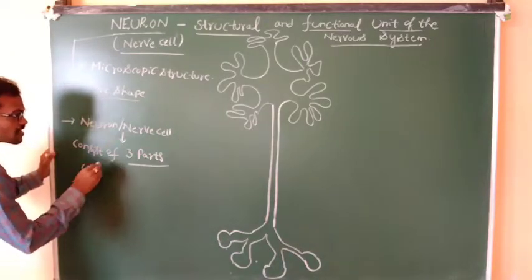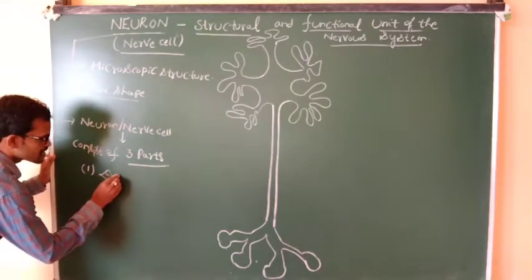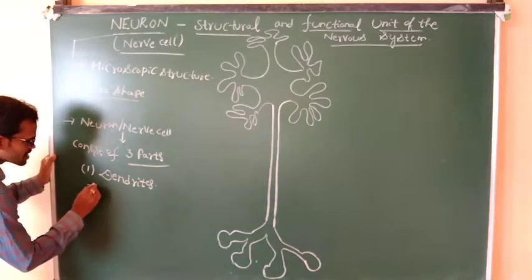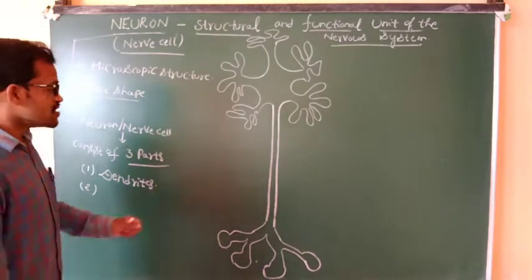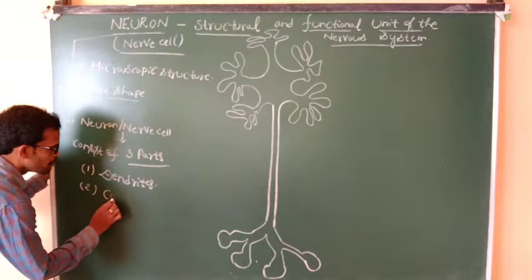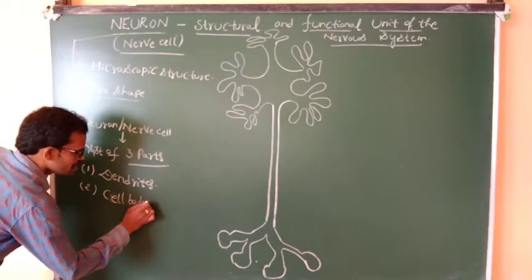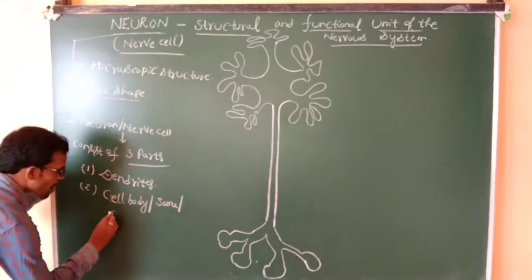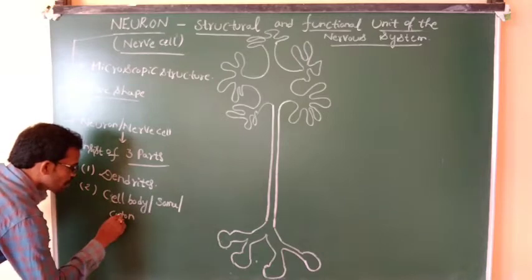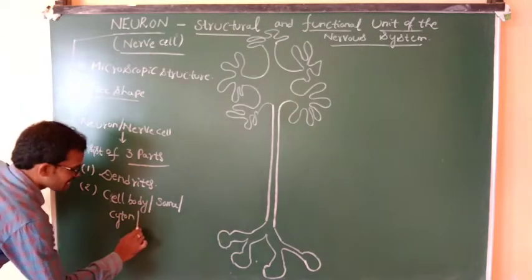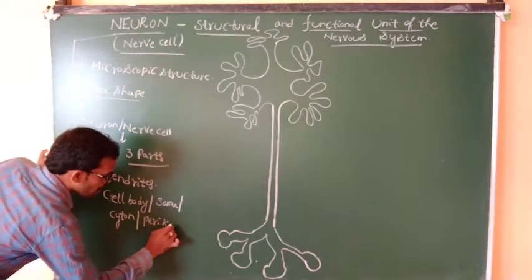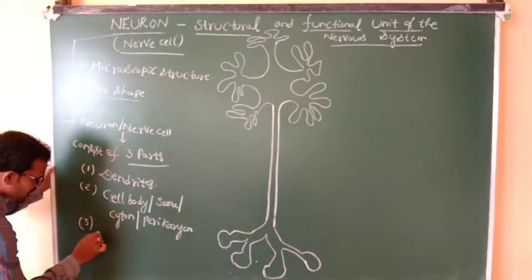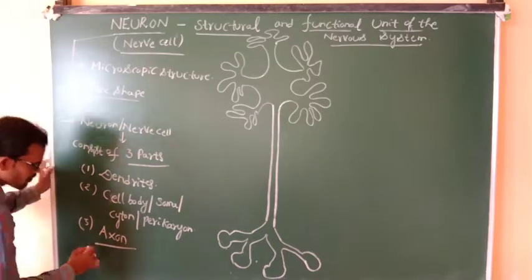What is the first part of the neuron or nerve cell? It is nothing but dendrites. What is the second part? The second part is the cell body. The cell body is also known as a soma. The soma is also known as a cyton. What is the other name? Perikaryon. What is the third part? Axon.